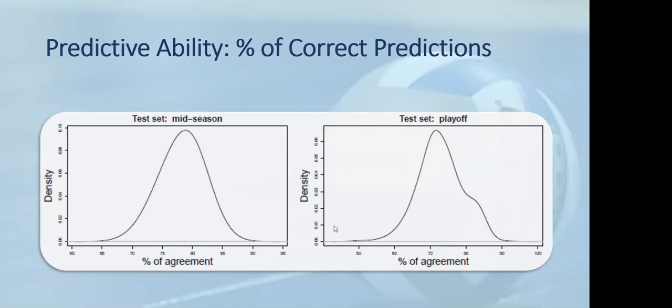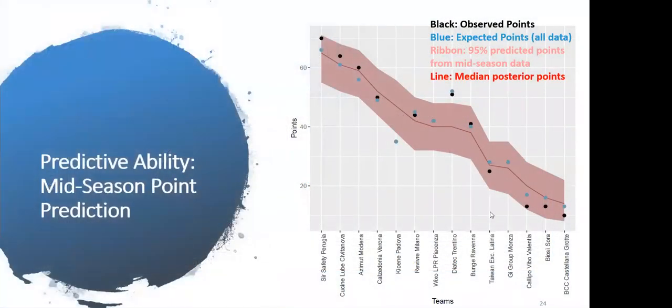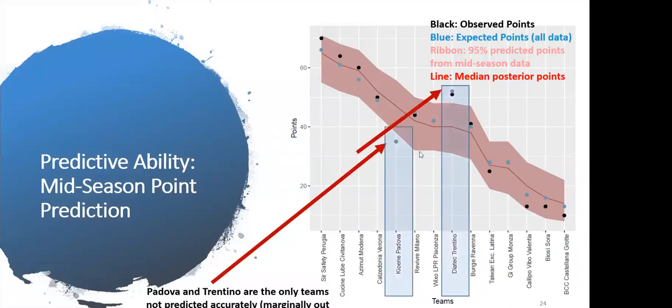This is quite reasonable because here the games are of greater importance. They are knockout games, so the teams are giving their best to go to the next round. And here we have the expected points using all data. We have the actual points, and we have also the predicted values using the mid-season data. We can see that with the mid-season data, we lose only two teams. Two teams are outside the posterior intervals. This is Padova and Trentino.